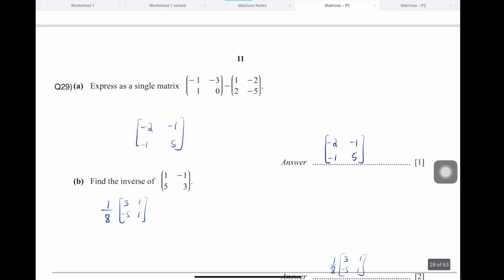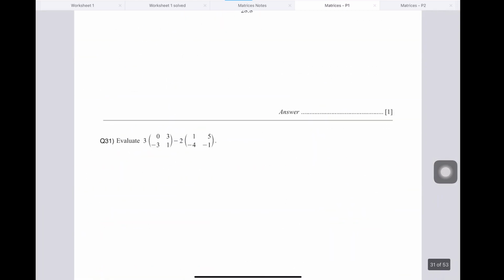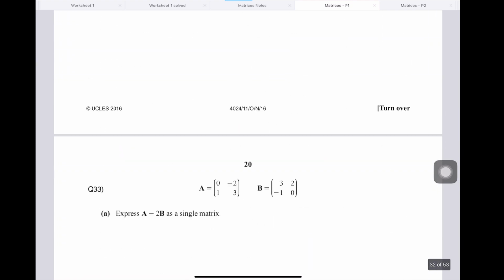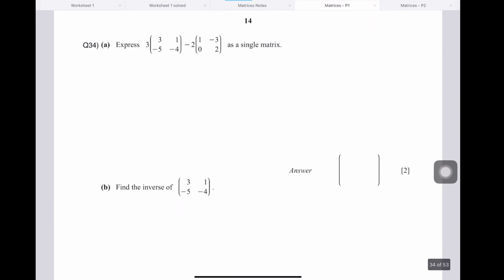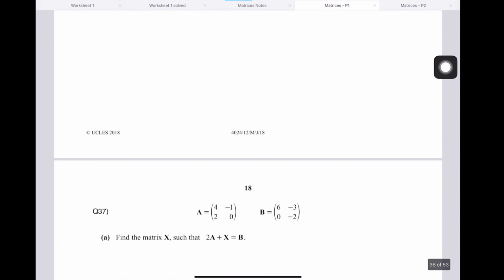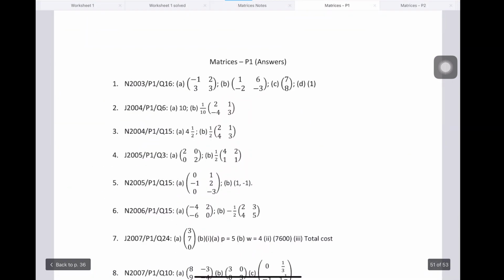Now I will share this worksheet with you guys. This contains all the paper 1 questions. You'll notice that most of them revolve around the same concept. Here and there you'll find maybe a tricky question. And you'll find answers as well at the very end, so you don't have to go through yearly past papers to see what the answer is.